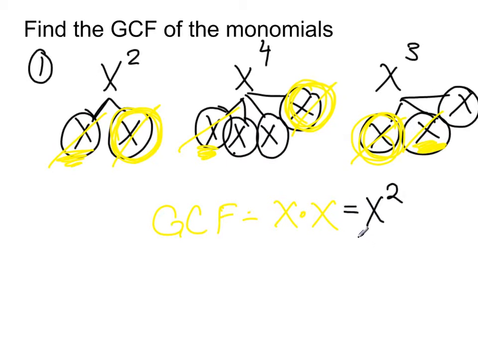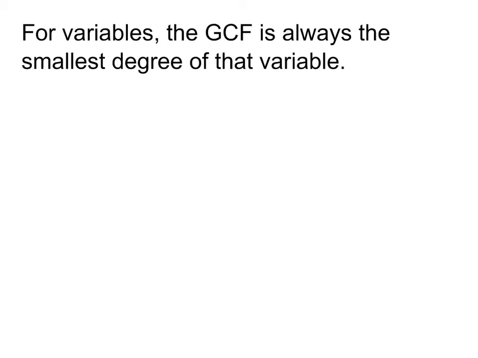Pretty much what we are going to think about for variables is the smallest degree will win. And let me say that again a little bit differently. So look at our degrees. We have x squared, x to the 4th, and x cubed. This says we have 2 x's multiplied together. This has 4 x's multiplied together. And this has 3 x's multiplied together. The most that we will ever share in common is what the smallest degree is, which was 2 of them. We can't have any more because this guy doesn't have any more to give, so we can't collect any more. So for variables, the GCF is always the smallest degree of that variable.